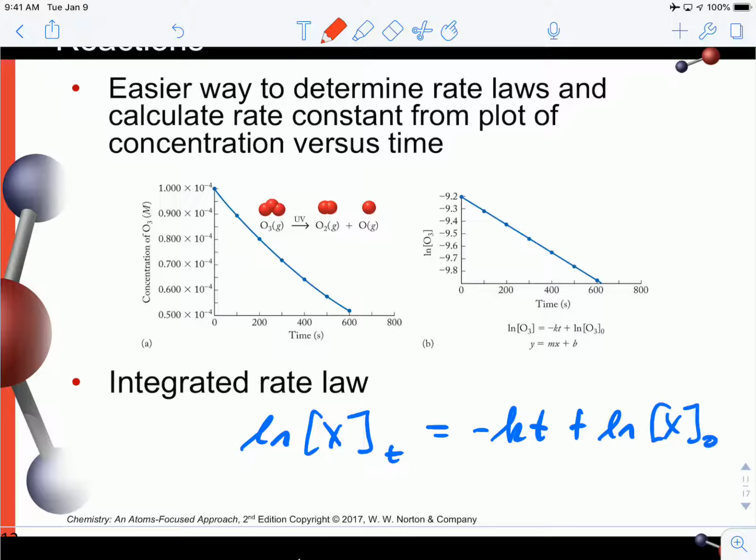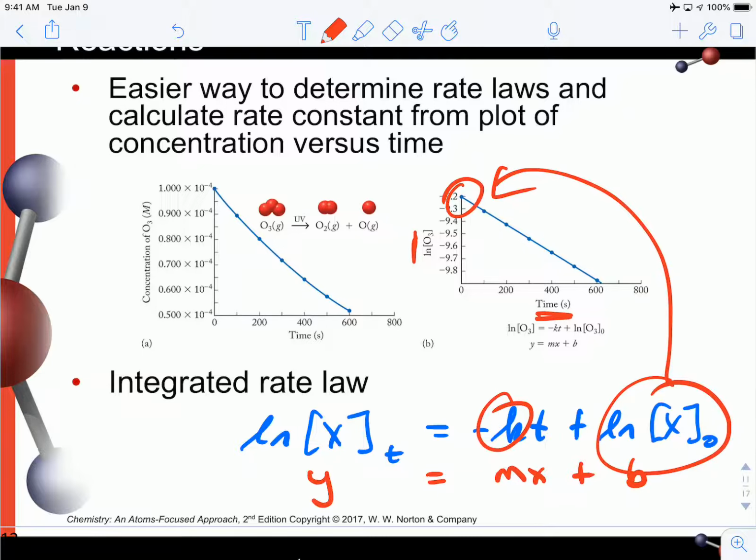This is an equation of a straight line. Y equals mx plus b, where my slope here is negative k. I'm going to graph time versus natural log. That's my y and my x. And my intercept then, b, is going to be the natural log of initial concentration. So now what's nice is you simply go in the lab, measure your concentration as a function of time, and from that I can get my rate constant by graphing it in a linear fashion like this.